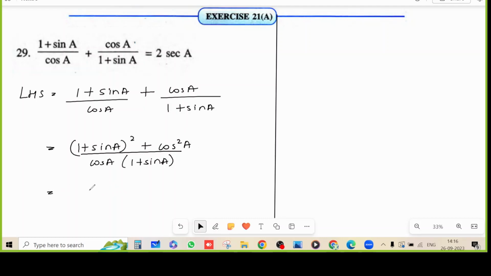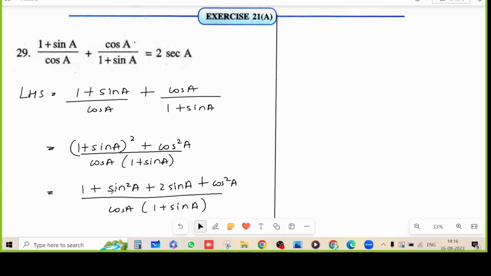Now we will apply the formula of A plus B whole square here. So this will become 1 square plus sine square A plus 2 sine A plus cos square A divided by cos A into 1 plus sine A. Now we know that sine square A plus cos square A is equal to 1. So this will become 1 plus 1 plus 2 sine A divided by cos A into 1 plus sine A.